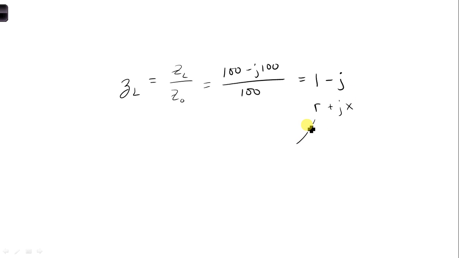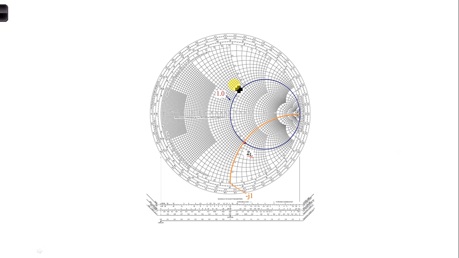So this is R plus jX. We see we're going to have to find the intersection of the R equals 1 circle and the X equals minus 1 arc. So that's done here. We have the R equals 1 circle, and because the reactance is negative, it's in the bottom half of the Smith chart, and this is the X equals minus 1 arc. So we've plotted, here is where they intersect, and that is ZL.